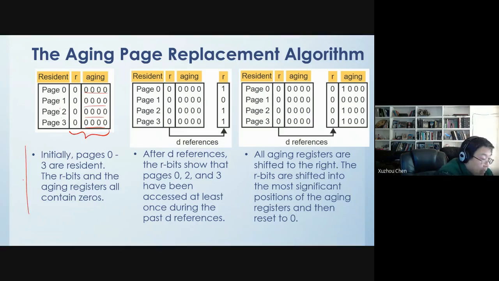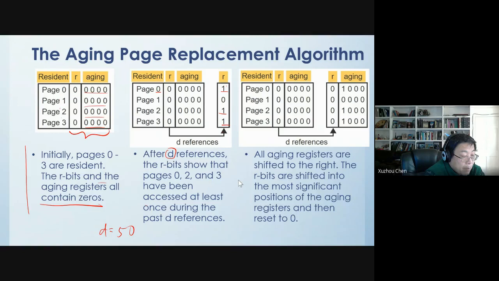So that's the initial state. Pages 0 to 3 are resident, and the R bits and the aging registers all contain 0. That's the beginning. Now remember, suppose D is 50. After 50 references, the R bit shows that page 0, page 2, and page 3 have been accessed or referenced at least once.